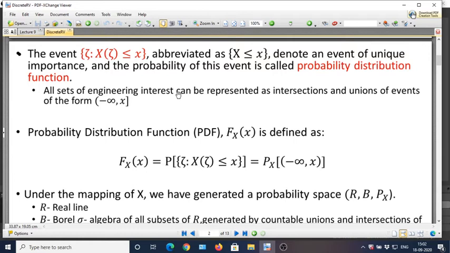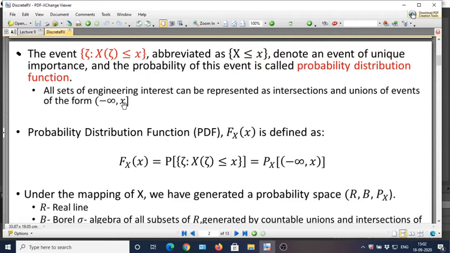If you are interested in assigning probabilities to events, that is of interest to engineers as well as scientists, those events can always be constructed using events of the type minus infinity to x. So that is the reason why we are interested in these kinds of intervals. So we saw that events mapping to these intervals on the real axis have a one-to-one correspondence.